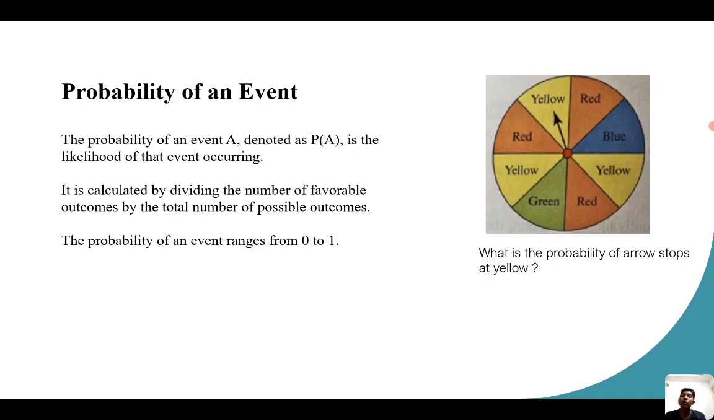Now let's see the probability of an event. The probability of an event A, denoted as P of A, is the likelihood of that event occurring. It is calculated by dividing the number of favorable outcomes by the total number of possible outcomes. The probability of an event ranges from 0 to 1.